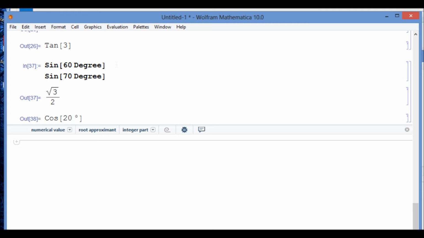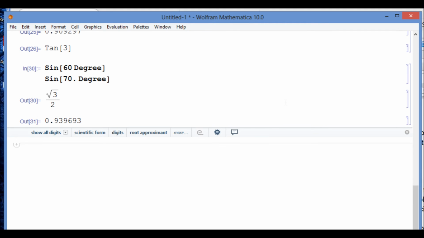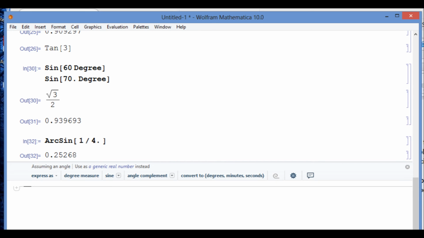But for an angle of 70 degrees, exact trigonometric values are not available, and Mathematica uses its own standard method of treating such values. I used a numerical argument, and it computed a numerical value. The inverses of trigonometric functions use the prefix Arc. Notice that A and S are capitalized, and I used a numerical argument to get a numerical answer.